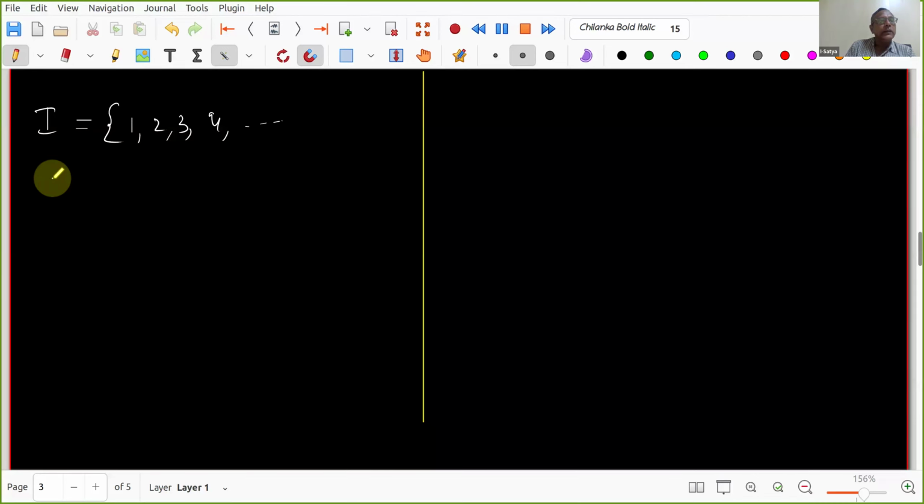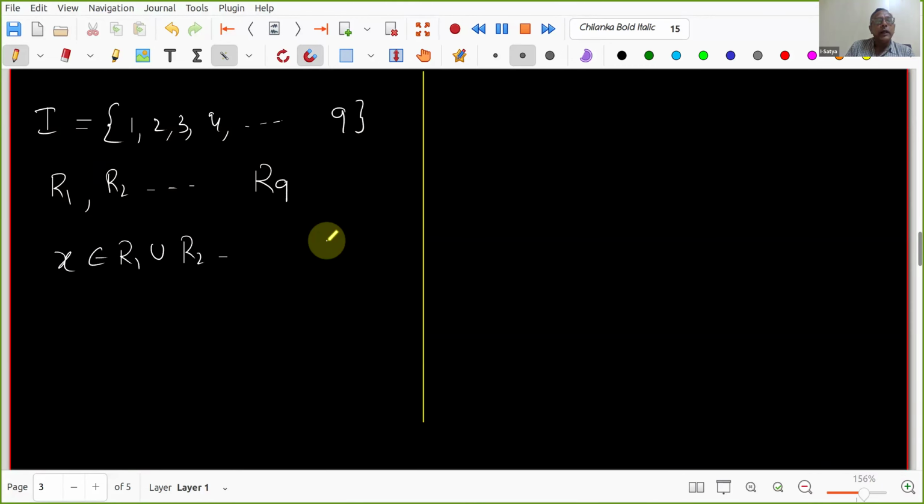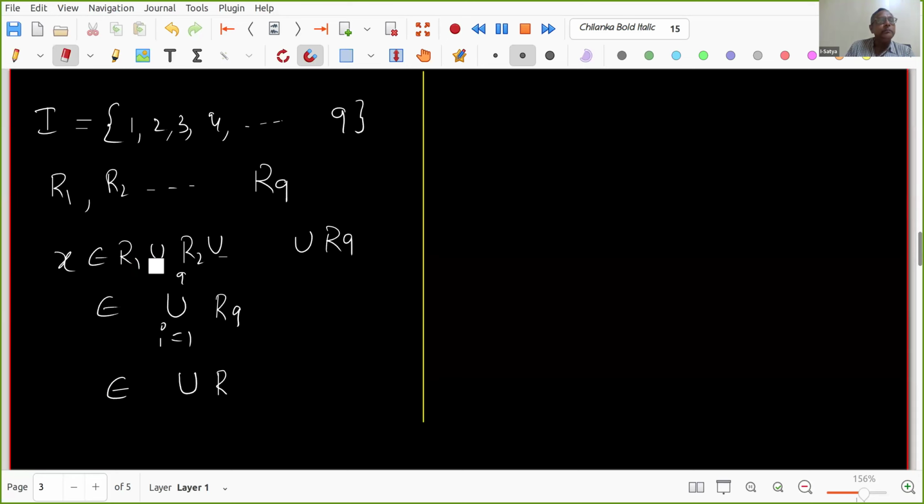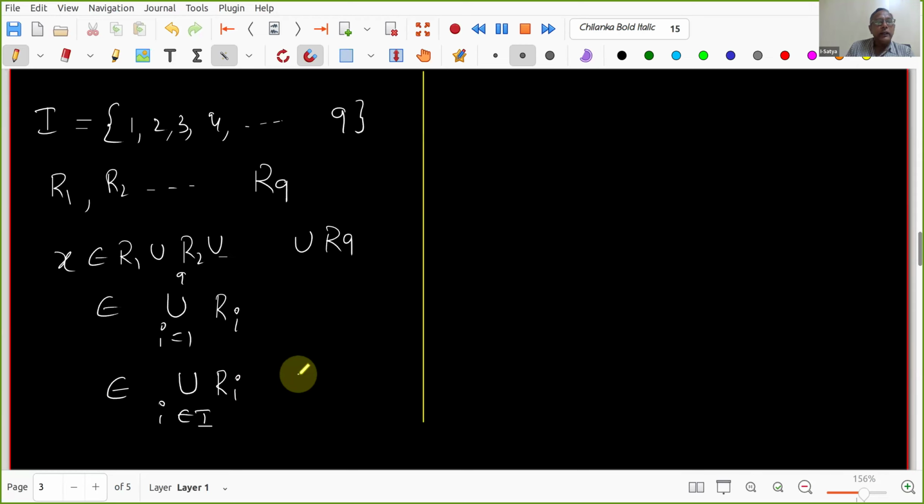And my sets are R1, R2, and so on up to R9. What do you mean by x belongs to R1 union R2 union R9? This can also be written as union over i equal to 1 to 9 of Ri. This is one way to write it. It is also written as union of Ri, where i belongs to I. But what is this I? Here I is equal to 1, 2, 3 up to 9.